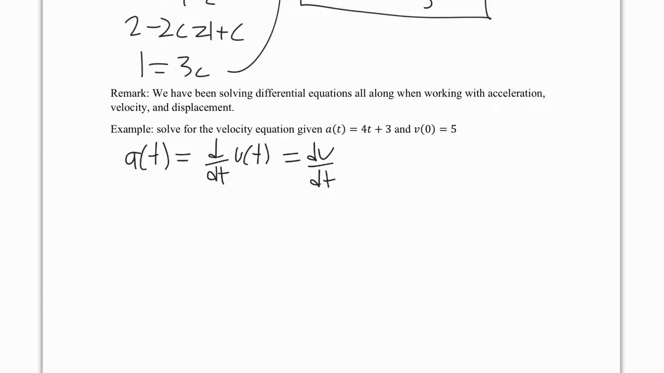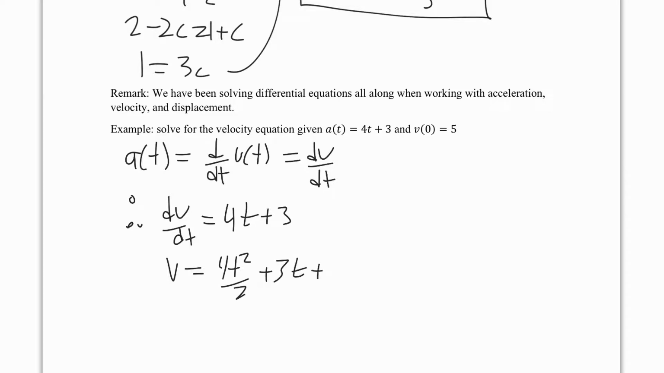And so we could rewrite the equation as dv dt equals 4t plus 3. So we have a differential equation. The way we solve this is we do the integral on both sides, so v will be equal to 4t squared over 2 plus 3t, and then we get that c. So v is equal to 2t squared plus 3t plus c.